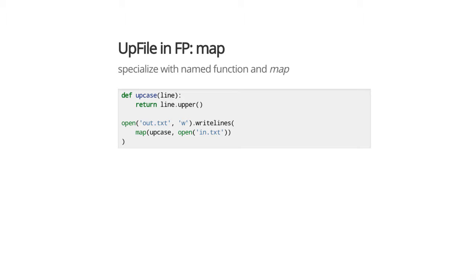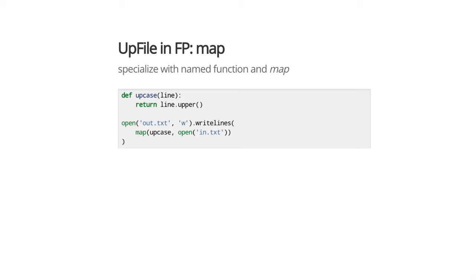Map is exactly the opposite. Map, you have a function, a little stubby function like upcase, and then you say, run this function across all the iterator things on the right side. So map upcase means run uppercase on every single line within the input, and then it returns the same length as on the right side, but every single line will be uppercased.